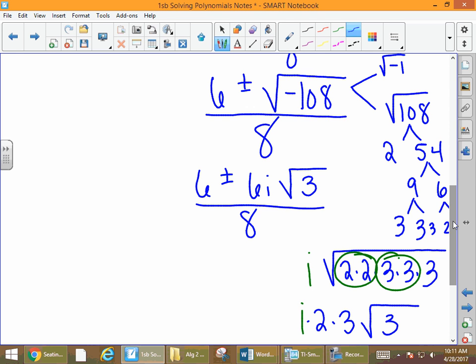And unfortunately, there's one more step even now. What we have to notice is that 6 and 6 and 8 all have something in common, which is that they're all even.